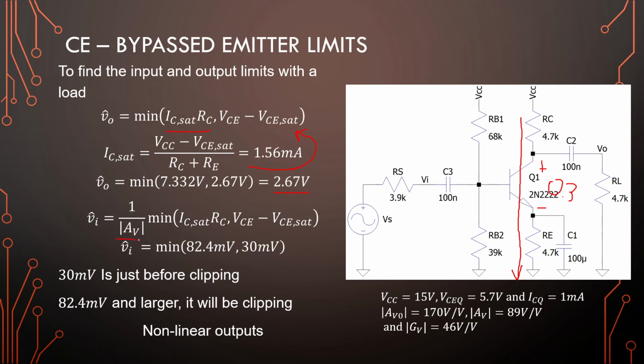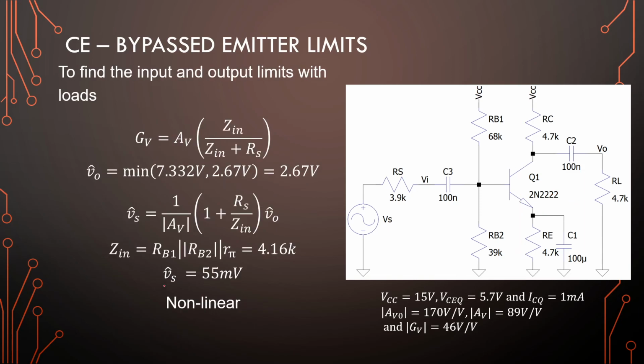Since the load is attached, to determine the input voltage we are going to use AV and not AV0. We divide by it, and we get 82.4 and 30 millivolts. So the one is clipping and the other one is just before clipping. And again, this is not at all linear. This is at the edge of clipping, so the signal is recognizable, but not usable anymore as a pure sinusoid. Okay, so this will be the case for all our analysis: clipping, non-linear zone, and then we're going to have a look at the linear.